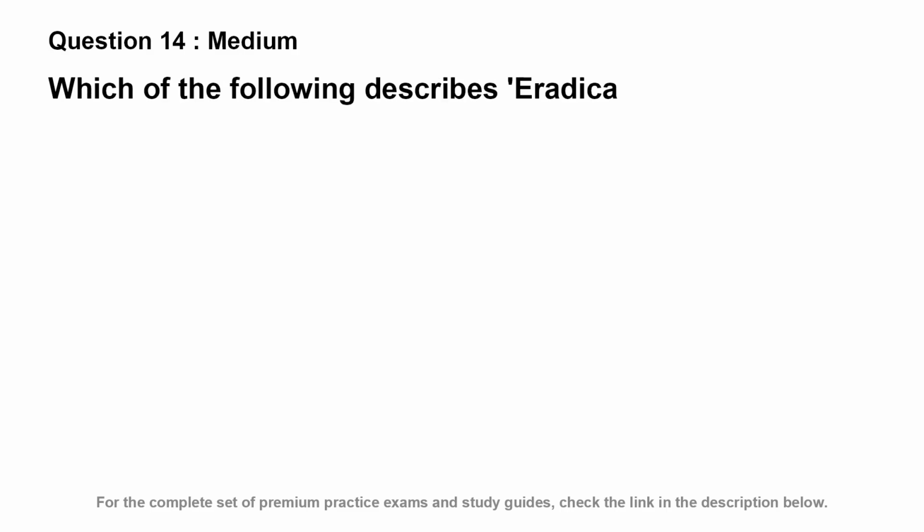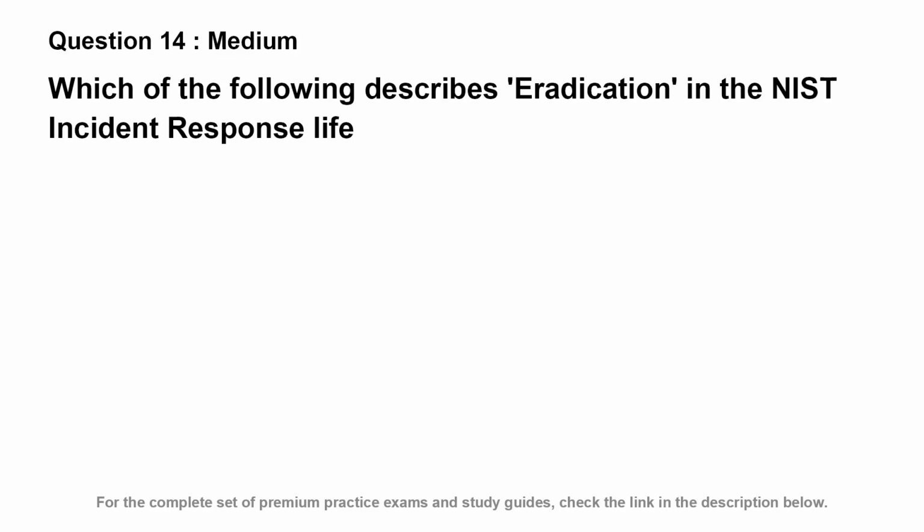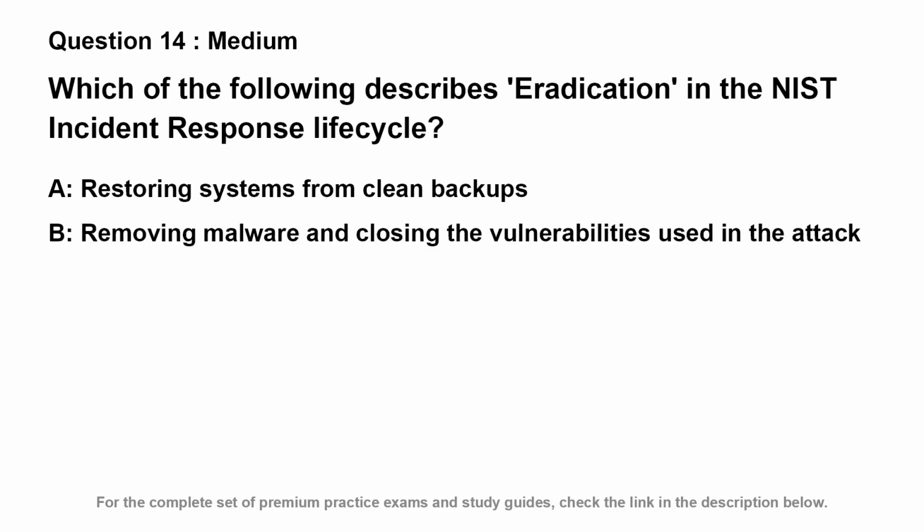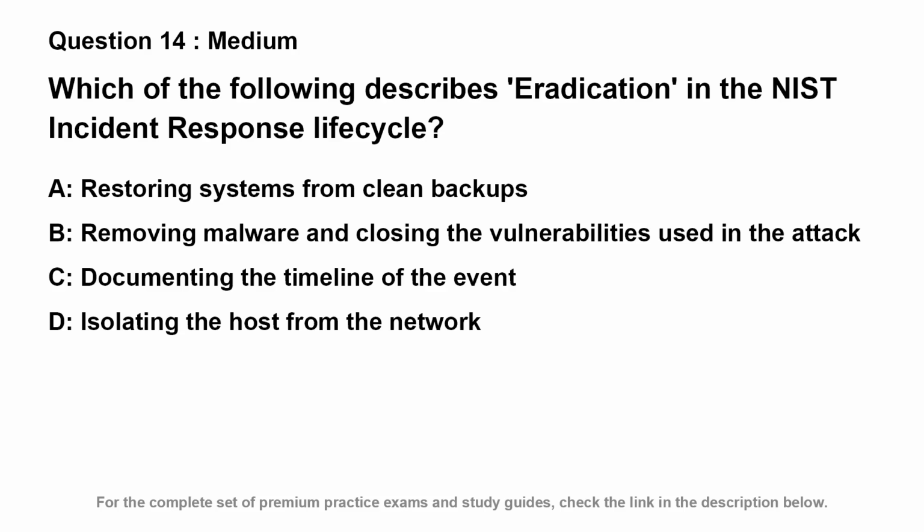Which of the following describes eradication in the NIST incident response lifecycle? Option A, restoring systems from clean backups. Option B, removing malware and closing the vulnerabilities used in the attack. Option C, documenting the timeline of the event. Option D, isolating the host from the network.